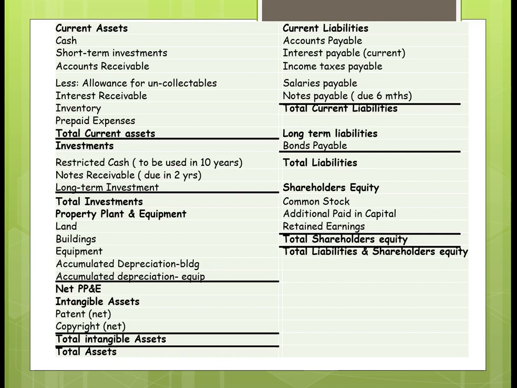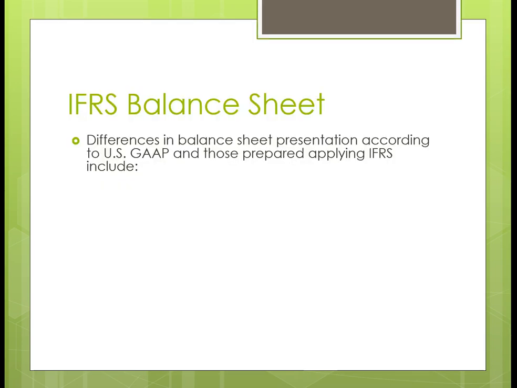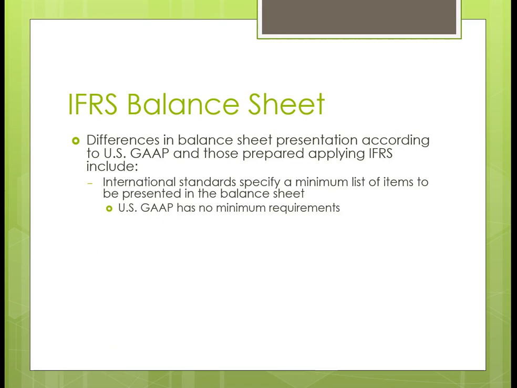Now, the last thing we're going to cover is the international standard balance sheet. Differences in balance sheet presentation according to U.S. GAAP and those prepared applying the international standard. International standards specify a minimum list of items to be presented in the balance sheet, which means that you might show an account that you don't even have any activity on. U.S. GAAP has no minimum requirements.